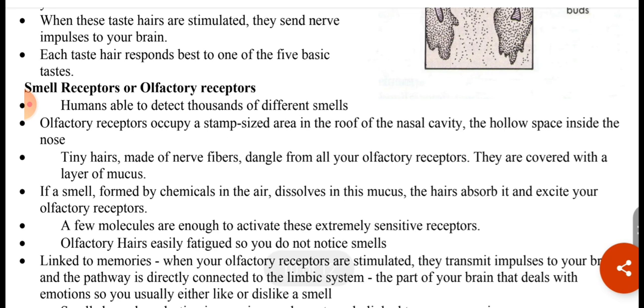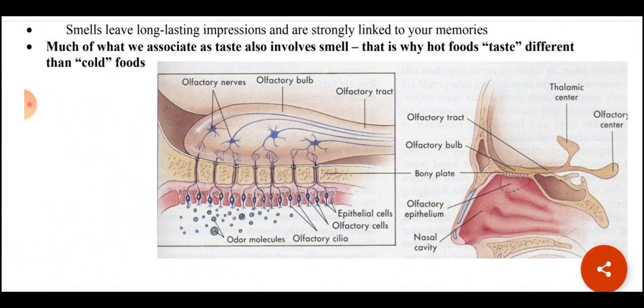When the olfactory receptors are stimulated, they transmit impulses to the brain, and the pathway is directly connected to the limbic system, that is, the part of the brain that deals with emotions. So we usually either like or dislike a smell.